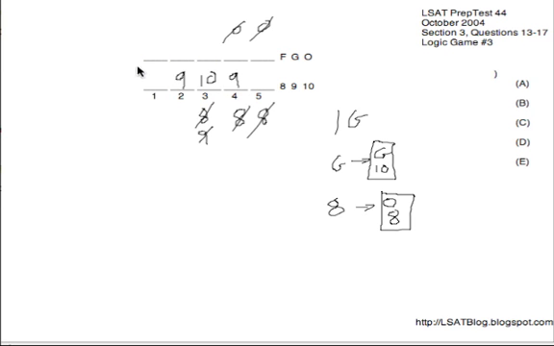Then from there we can infer that site number 1 is a little bit more ambiguous. Could be either 8 or 9. We don't know which.